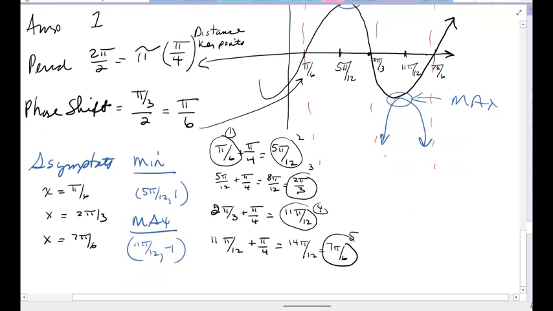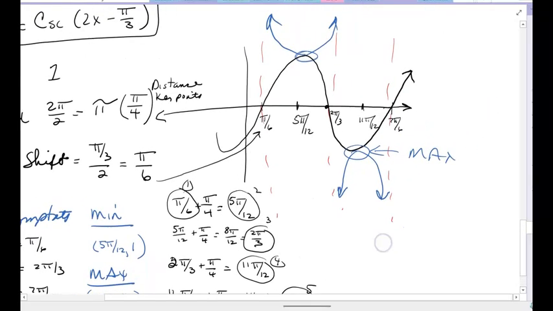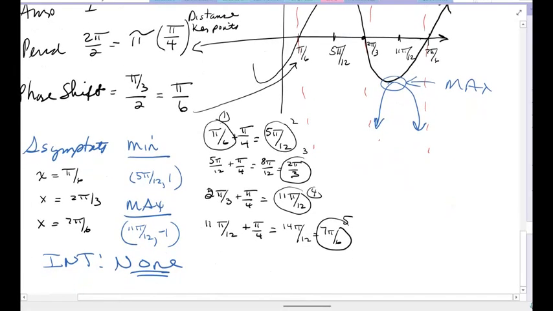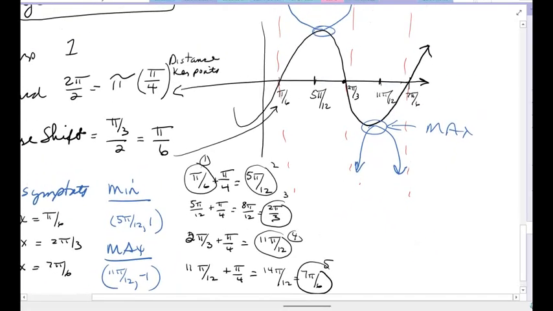So you do need to fill in maximum points, minimum points, asymptotes. Like I said, we can still talk about intercepts. There are none. The reciprocal function, that sine function that's in black there, does have intercepts. But what you want to recognize is that your cosecant graph does not. So if you're asked for an intercept, your answer is just going to be none.